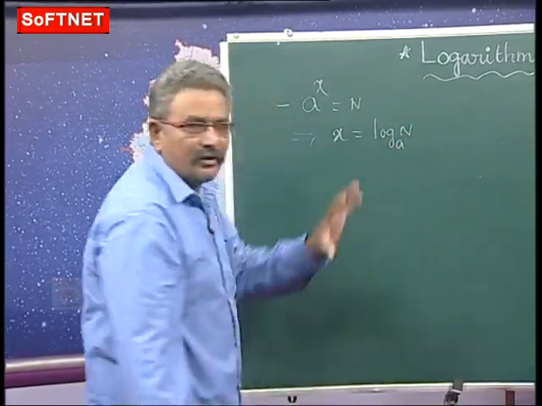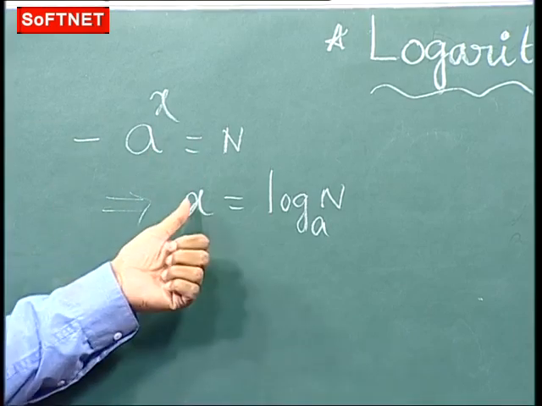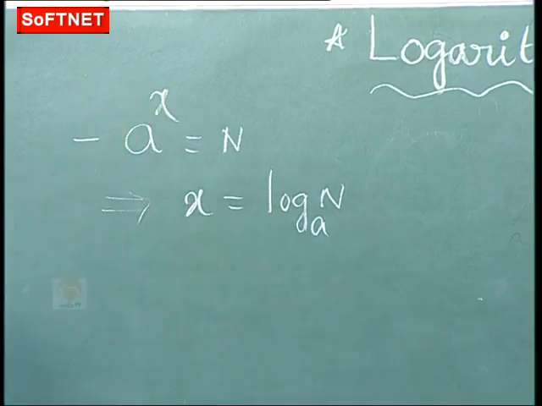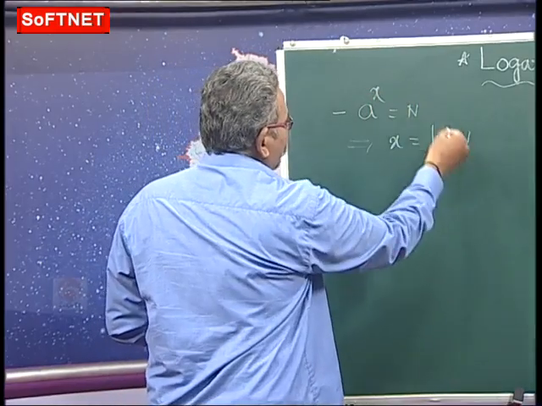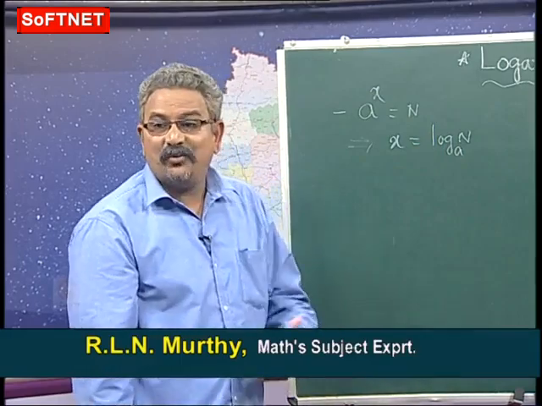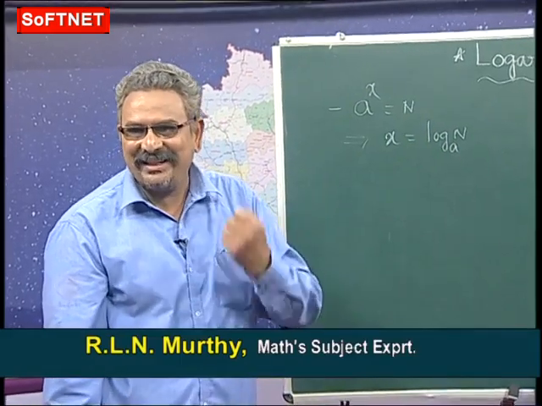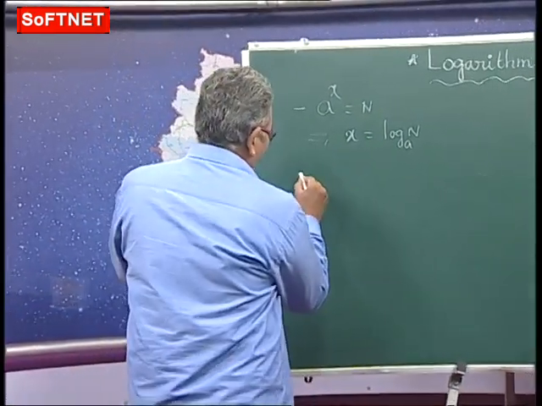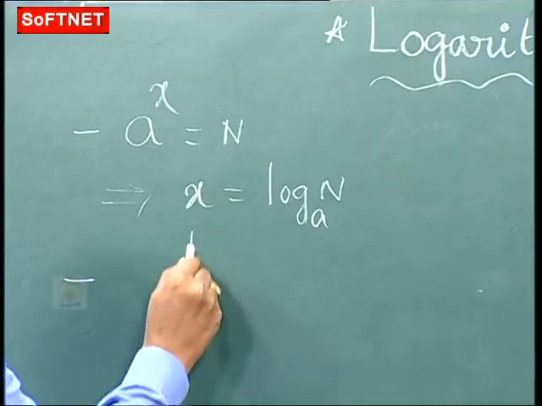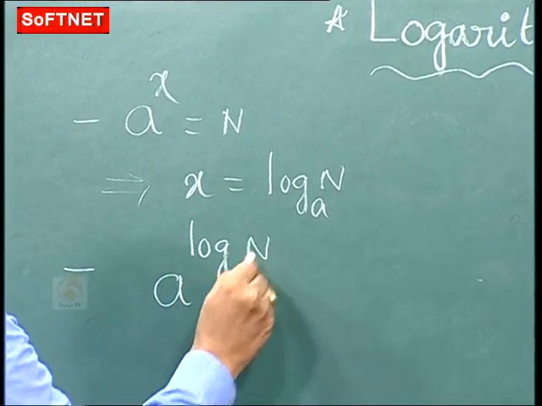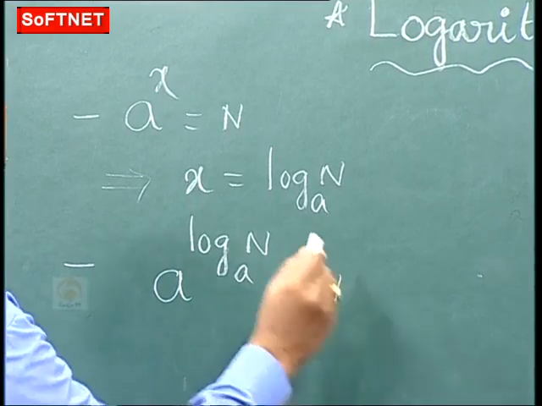So this is the first concept. That means the exponent is nothing but the logarithm. Suppose this x is replaced by log n base a, what shall you get? See, here we get a power log n to the base a equals n.